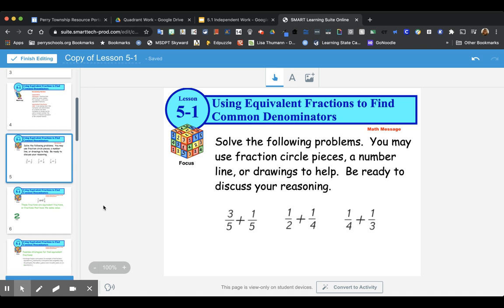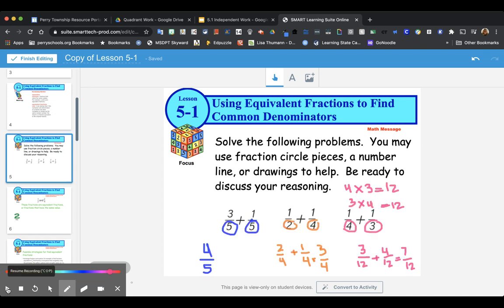So we're ready for our math message. It says to solve the following problems. You may use fraction circle pieces, and we know that those, if you are virtually learning, are on the Everyday Math website in the e-toolkit. You can use a number line. You can even draw pictures to help you. So we've got 3/5 plus 1/5, 1/2 plus 1/4, and 1/4 plus 1/3. Go ahead, pause your video now, solve these however you wish, and then come back and check and see if your work is the same as mine.